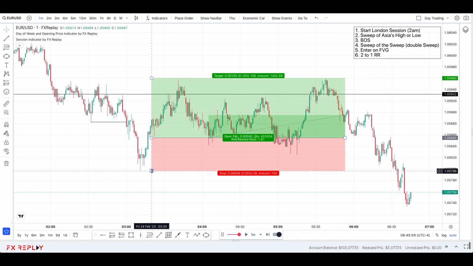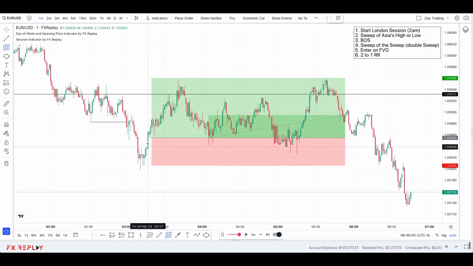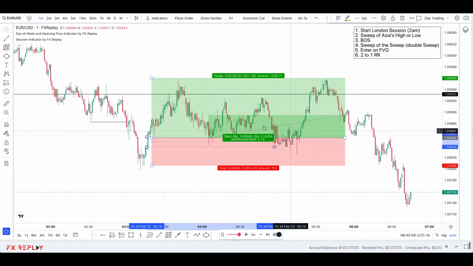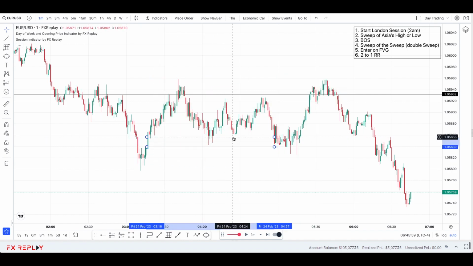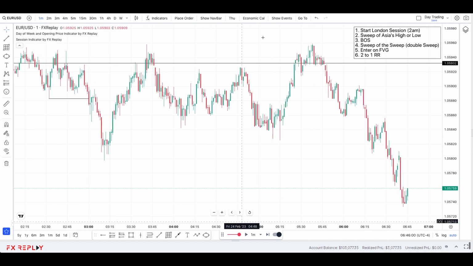So maybe if we could have used this low instead for the stop loss, or maybe use 50% of the fair value gap to enter here, could have given a better risk to reward. But let's see if we can find another setup. If not, we'll go directly to the analytics. And then I'll show you how to make the strategy even better.